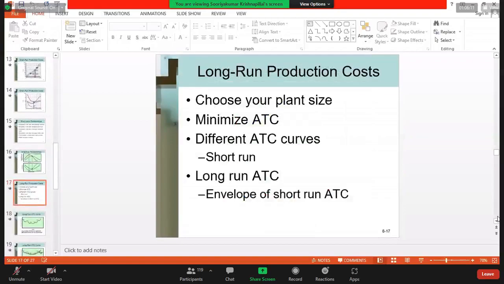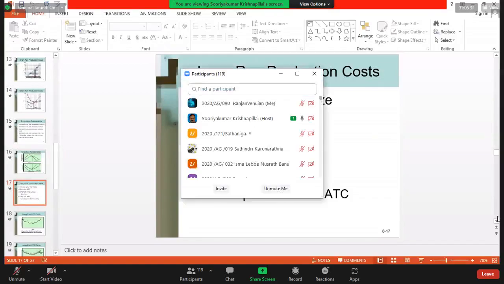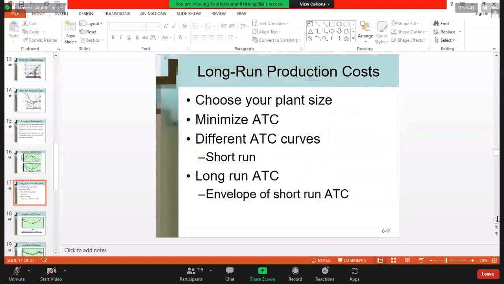Now, long run production cost. In the long run, a firm can alter all the inputs, so there is no fixed cost. All the inputs become variable inputs. The firm has enough time to change the plant size, increase or decrease. Decrease is possible, increase is also possible. They can buy a new building, new machinery, or they can sell the building or some machinery.